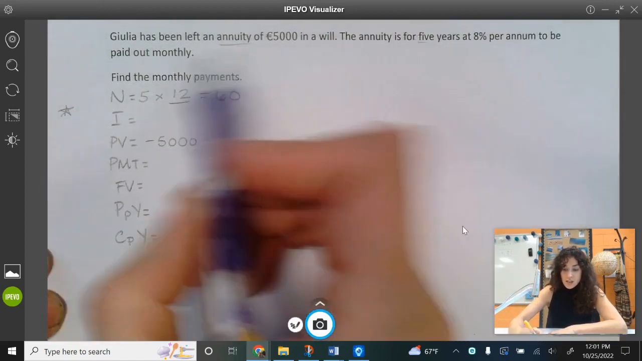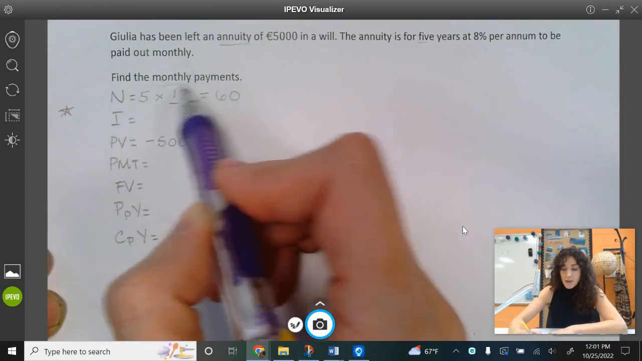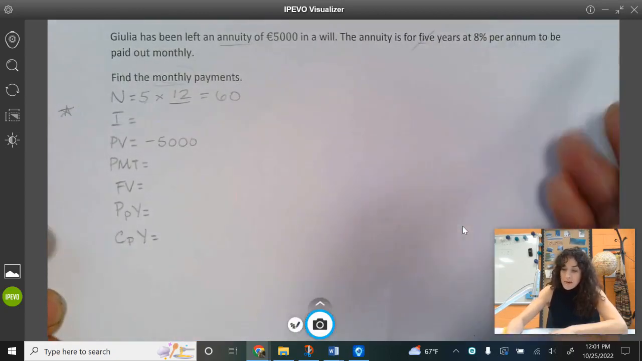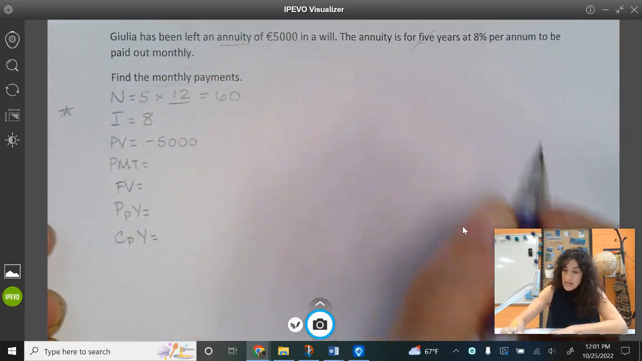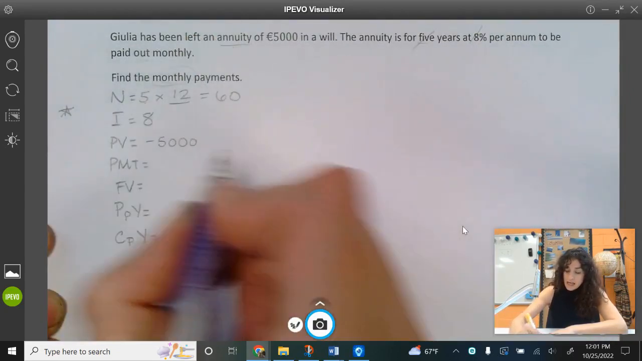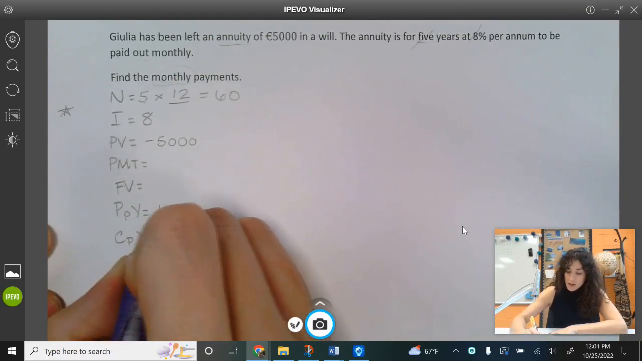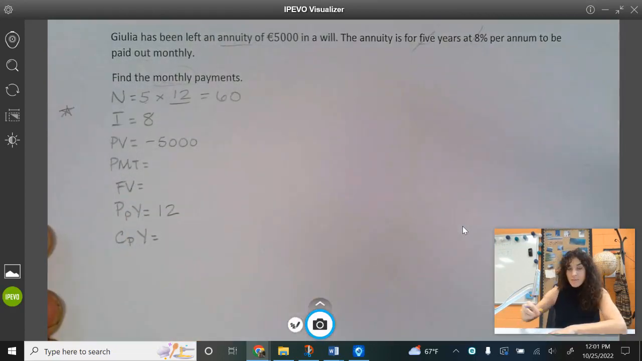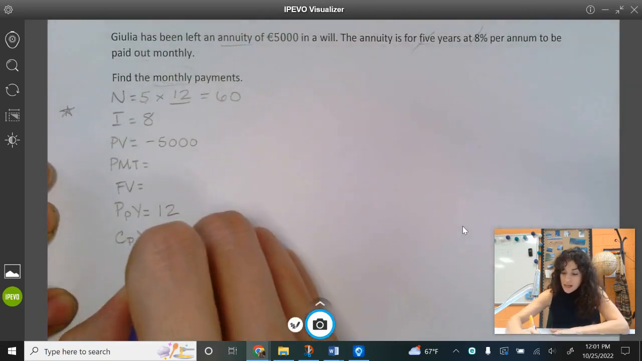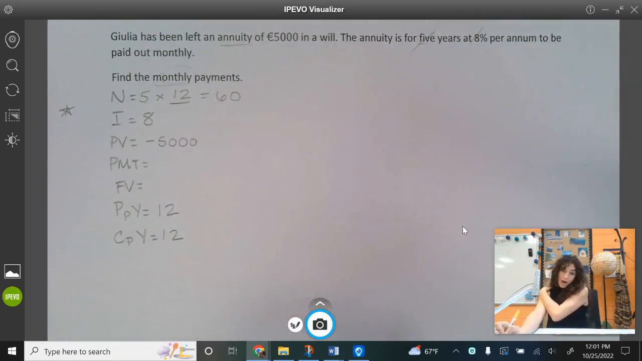Okay, I kind of did a jump here. I didn't finish the sentence before I figured that out, because I was able to spot monthly payments. Okay, that's fine. Annuity is for 5 years at 8% per annum. Okay, so that's then 8, to be paid out monthly. So monthly, that is my payments per year. I have 12 payments per year. And if that payment is then being recalculated and put back in every month, that means that's how many times it compounds.